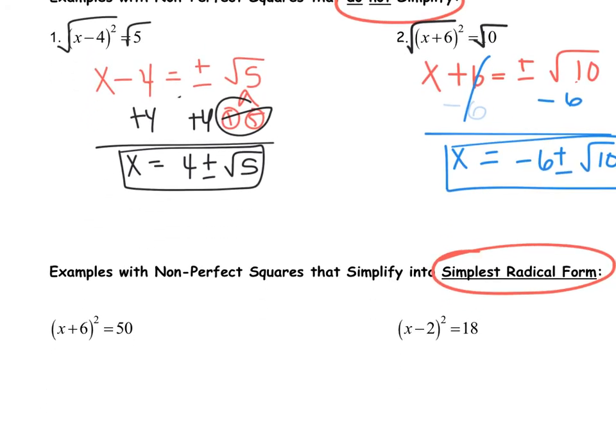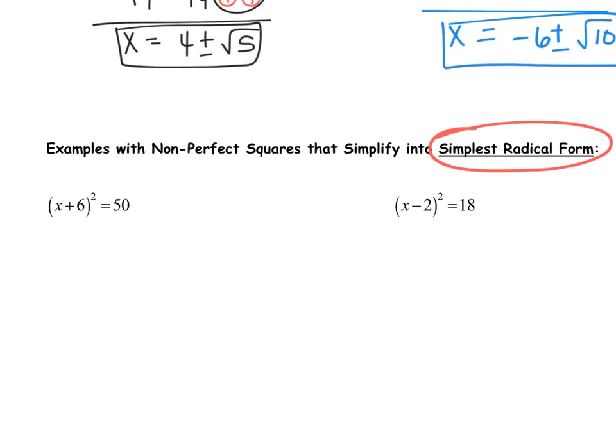Now let's go on to the next example, where we have non-perfect squares that actually do simplify into a simplest radical form. Again, the procedure is the same. Take the square root of both sides, so I have x plus 6 squared equals 50. The square root of x plus 6 squared is x plus 6, and then I get plus or minus radical 50. One thing I like to do with these questions is actually go to the side and do the work for my square root over there.